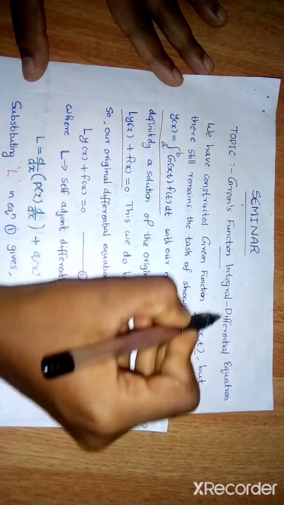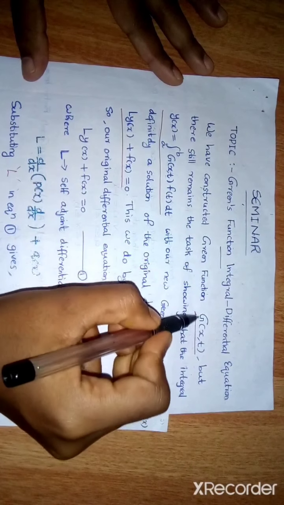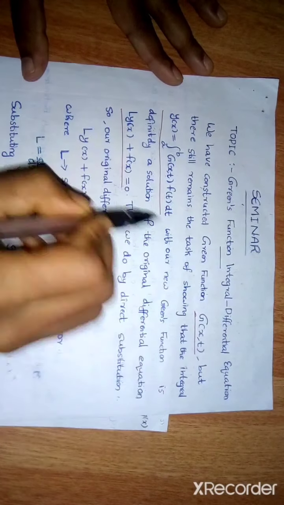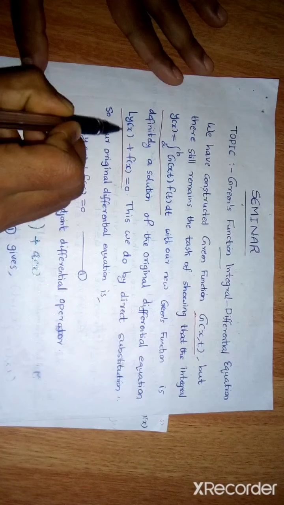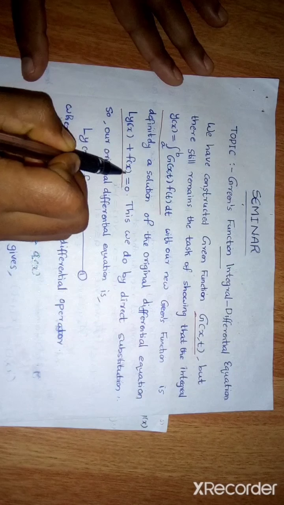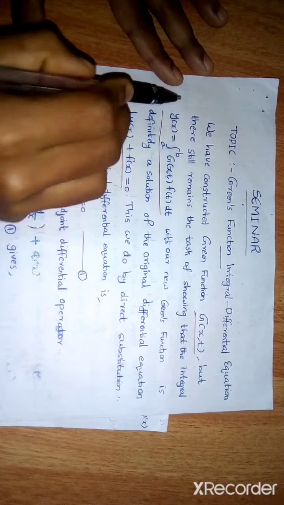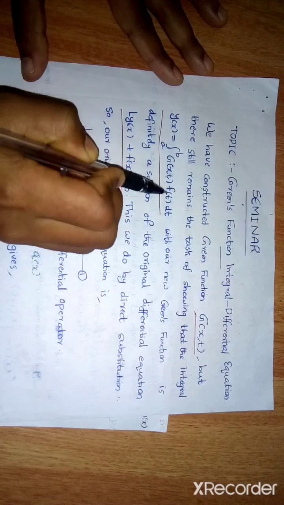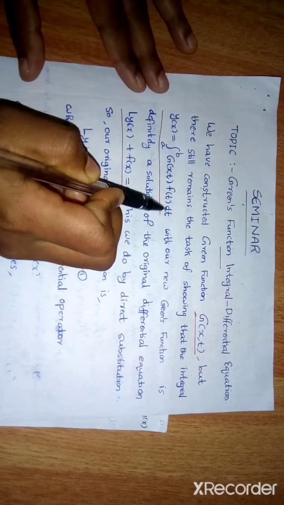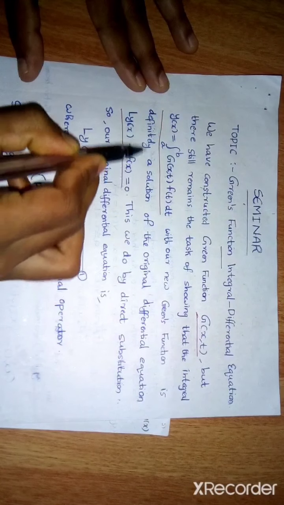Hi all, today's topic is the Green function integral differential equation. We are familiar with the Green function g(x,t). Here our original differential equation is Ly(x) + f(x) = 0. Our task is to show that the integral y(x) = ∫ from a to b of g(x,t) f(t) dt is a solution of the original differential equation.